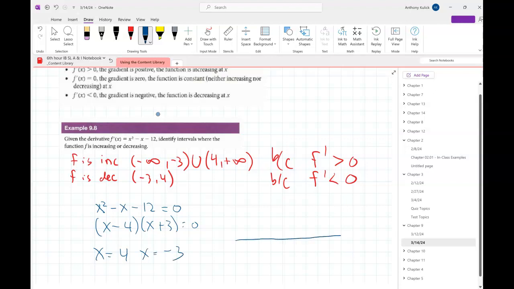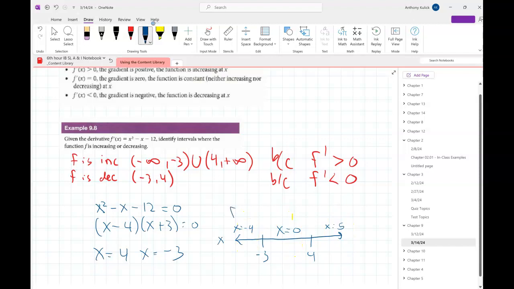So if I draw a number line, I'm concerned about what's happening when it's less than negative 3, between negative 3 and 4, and then greater than 4. To figure out what's happening, I'm just going to pick a test value. I'll pick something that's less than negative 3, say negative 4. Pick something between negative 3 and 4, say 0. And then something that's bigger than 4, say 5.